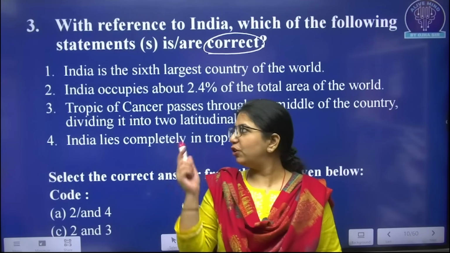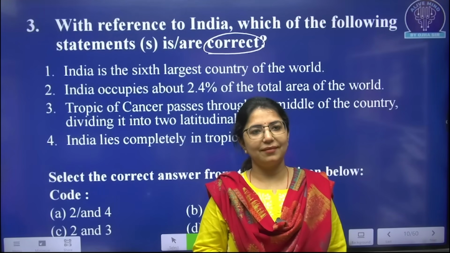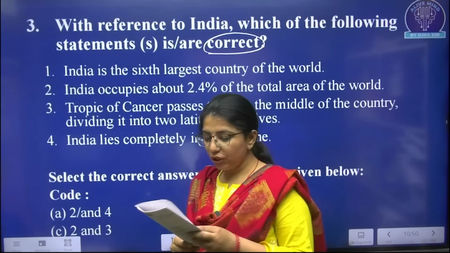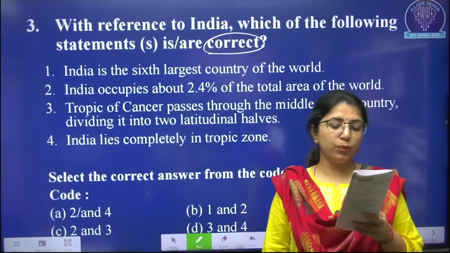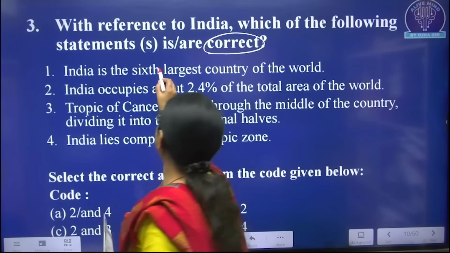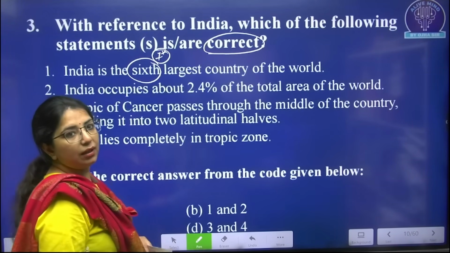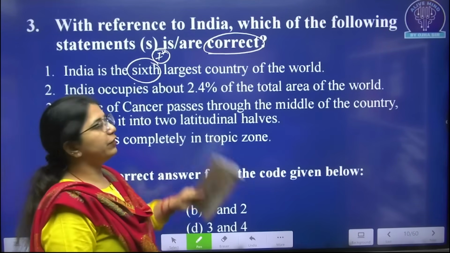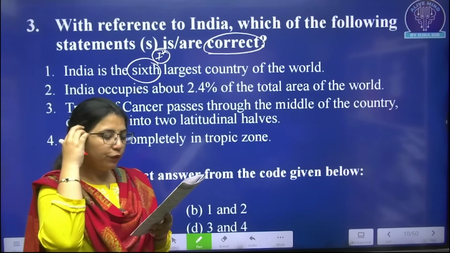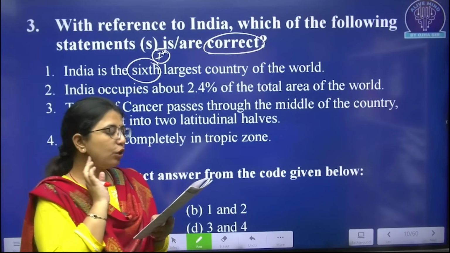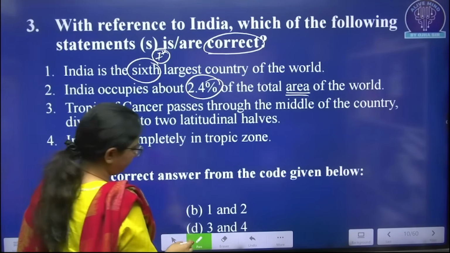How will you get to know? By solving this. These types of questions are asked, so I have to do them. So, question number 3, first option is, India is the 6th largest country in the world. It is not the 6th largest, it is the 7th largest country. In the very first paragraph of the NCERT, you will get this fact. Then, India occupies about 2.4% of the total area of the world.